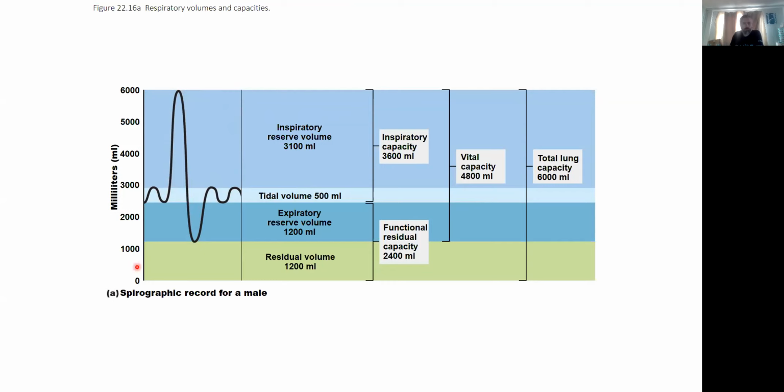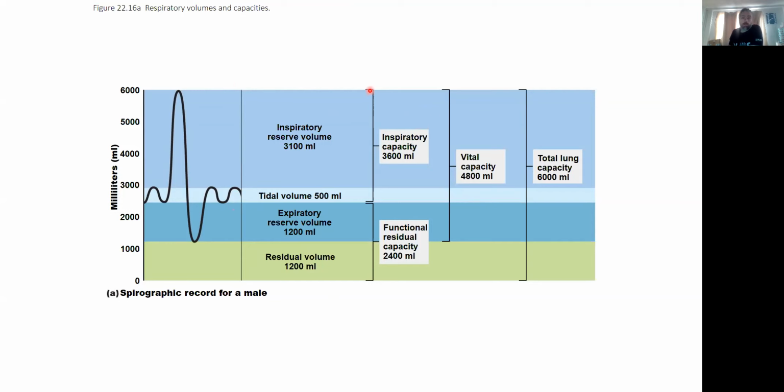And then everything that's left, right? This is that residual volume, okay? Now we're going to take these 4 volumes and give us some capacities. So tidal volume and inspiratory reserve volume, right? Together, this is the total amount of air that you can breathe in. So that's the inspiratory capacity, all right?